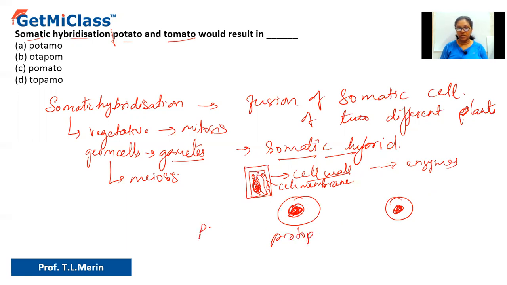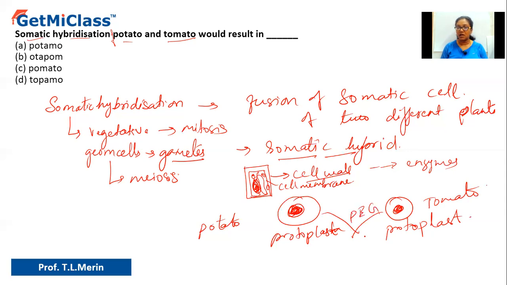Suppose this is the protoplast of the potato, and this is the protoplast of the tomato. So what is a protoplast? Protoplast is the plant cell without the cell wall. That's it. Now this is of tomato. So we do the fusion with the help of certain chemicals like PEG, that is polyethylene glycol, etc.